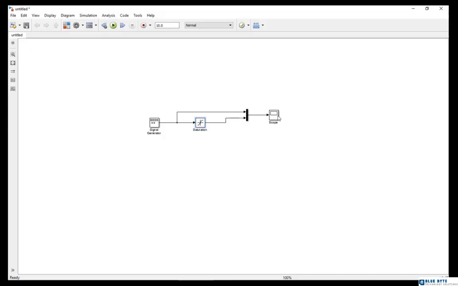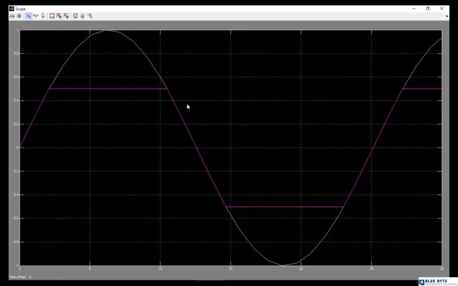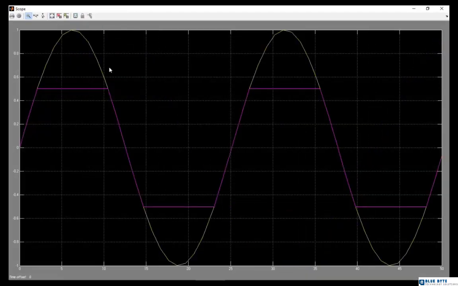The first input was a sinus wave. The mux block second input was saturation output. As you see, it is limited between 0.5 and minus 0.5. This signal is the result of saturation block. In fact, we had a limiter on output signal.